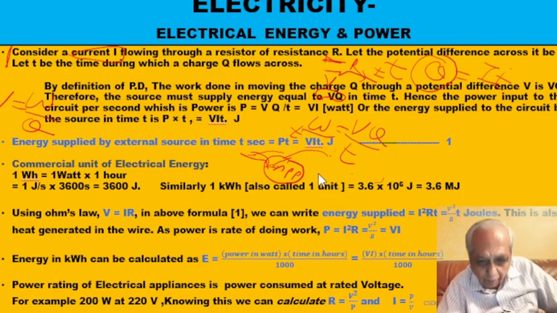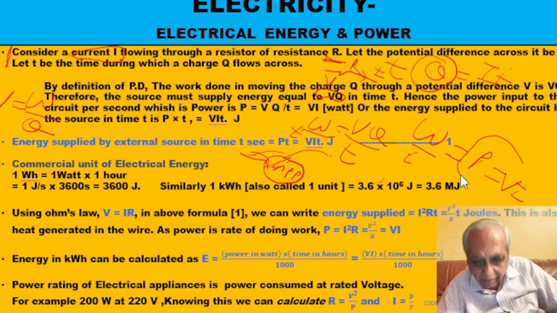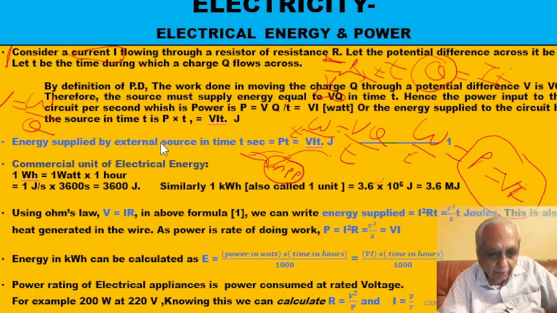Now, what is Q upon t? It is the charge flowing per second. So, that is I. Therefore, work done per unit time, which is power, W upon t, is equal to V into I. This is a very important relation: the power flowing in the circuit is given by V into I. That is what I have written here. Power is equal to V into I. This power is in watts.